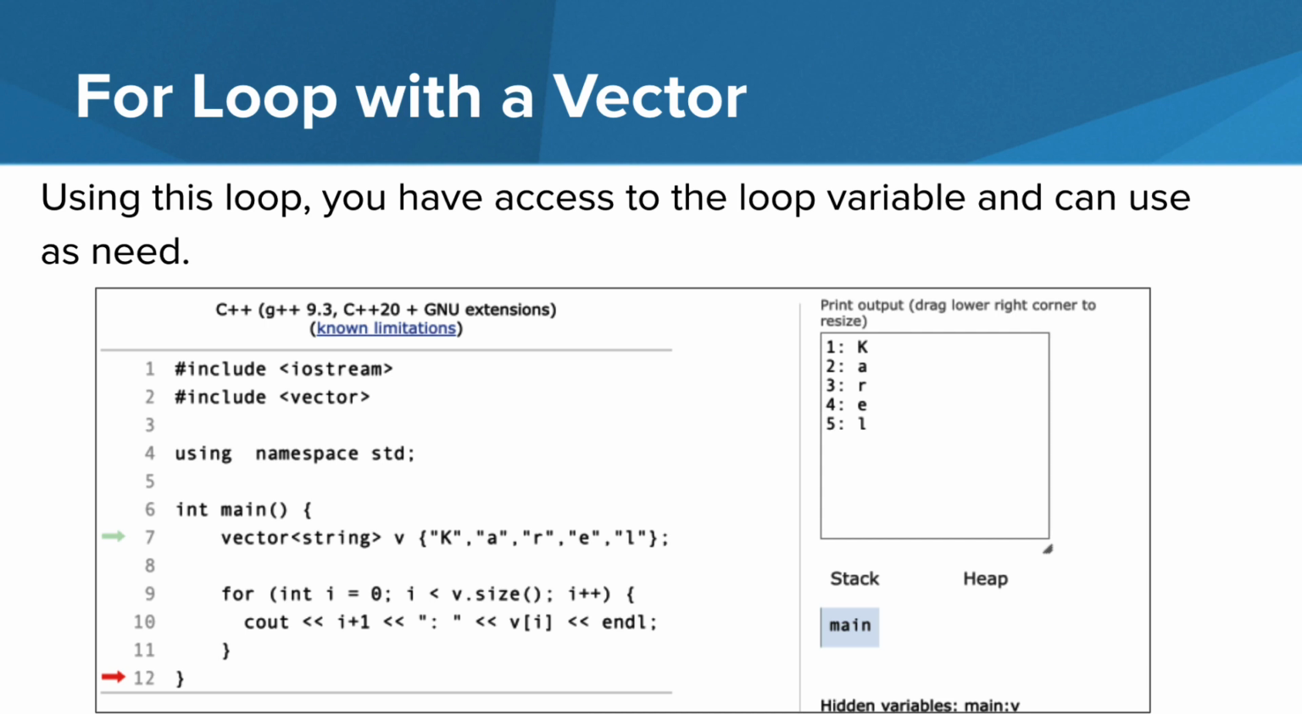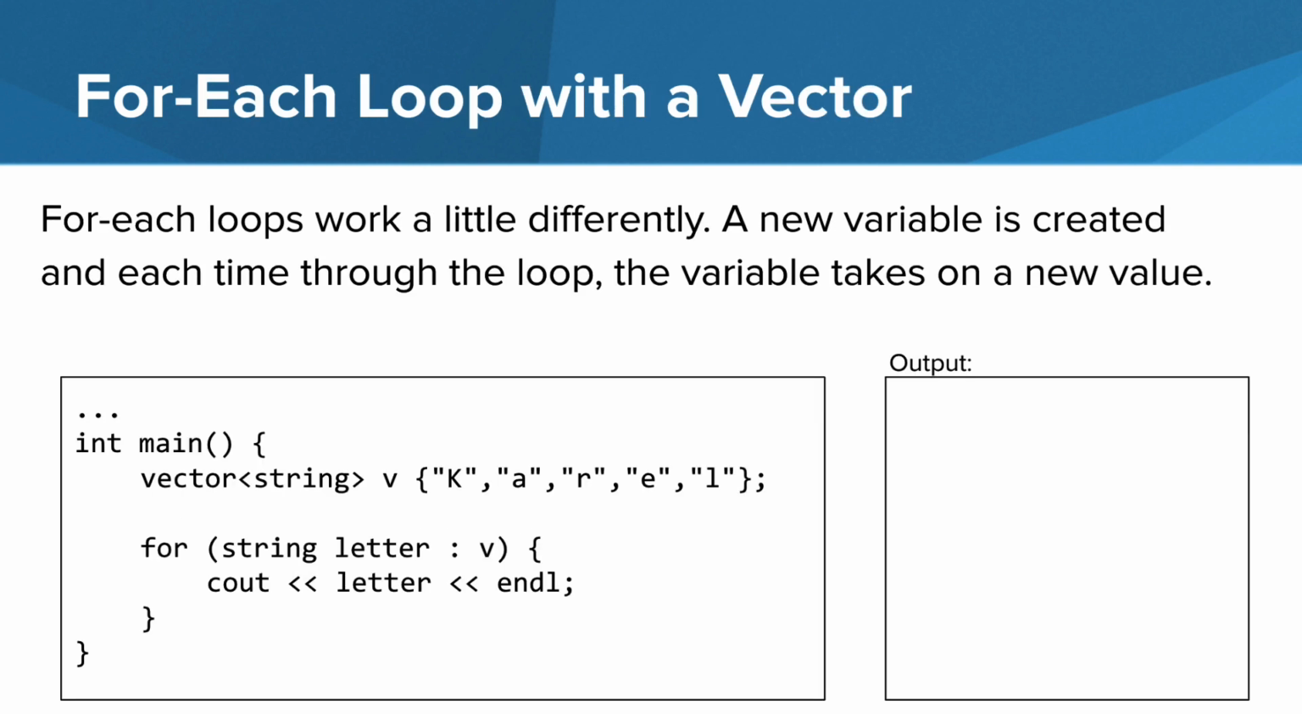Using the loop gives you access to the loop variable, which is essentially a counter to tell you which element you're currently processing. Sometimes it's important to have this variable. In contrast, the for each loop allows you to access all values without a counter variable.